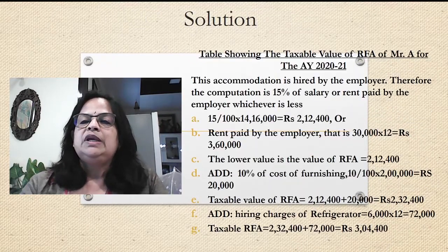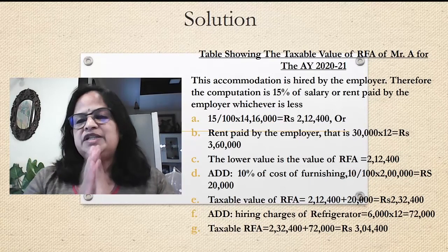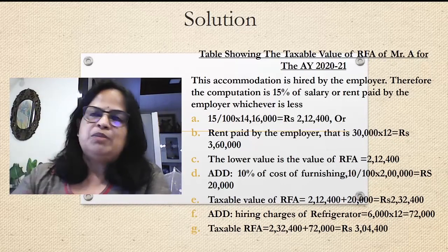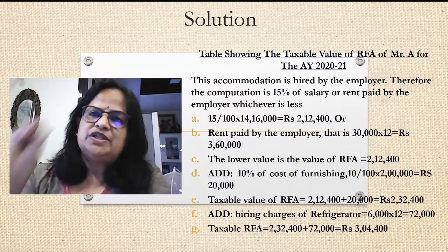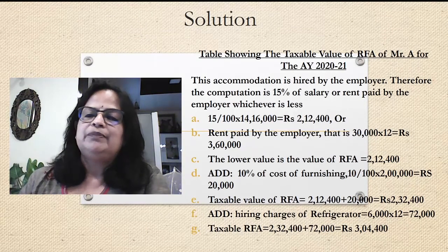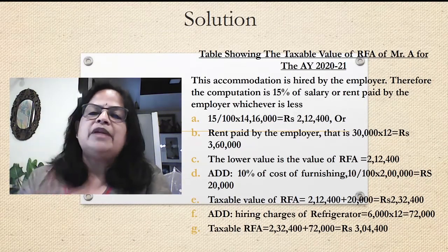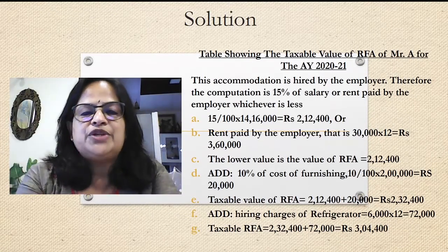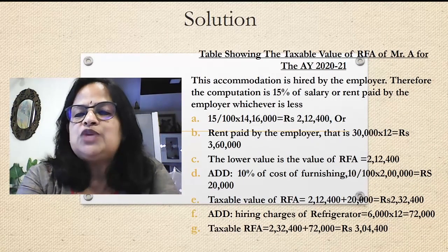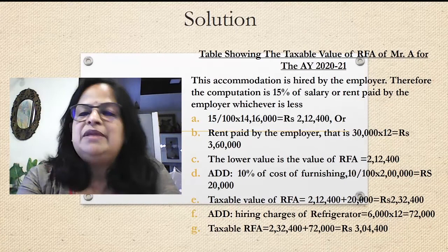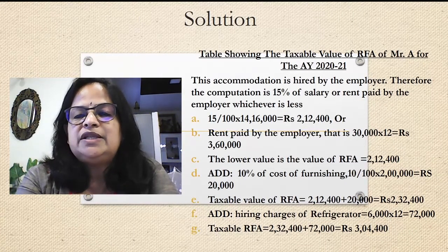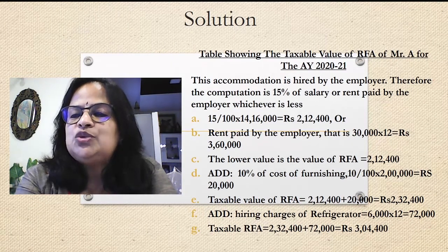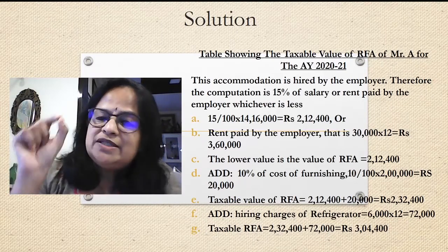Now, accommodation is hired by the employer. Please remember that. Then the table 3, last column. We will not see the population of the city. It is the same for all classifications, whether it is city A, city B or city C. So it is 15% of the salary or rent paid by the employer, whichever is less. 14,16,000 is your salary for computation of RFA. 15% of that is 2,12,400. Rent paid by the employer, 30,000 into 12, 3,60,000. So compare 2,12,400 or 3,60,000. Lower value is 2,12,400. So that is the value of RFA.